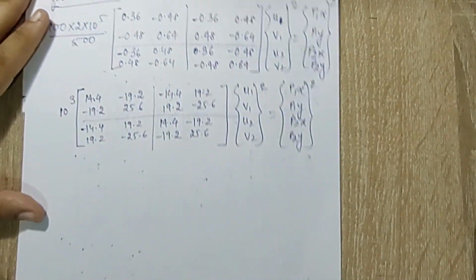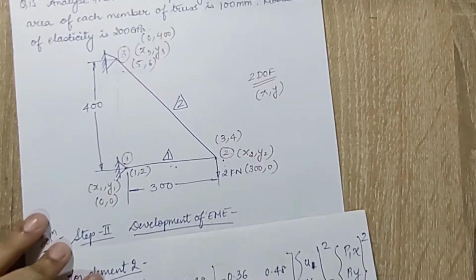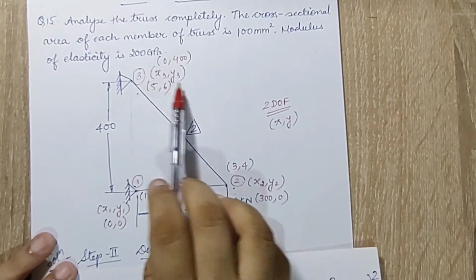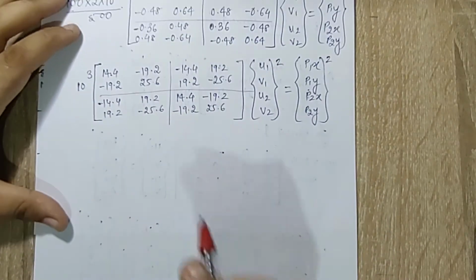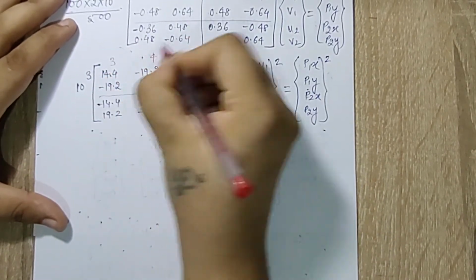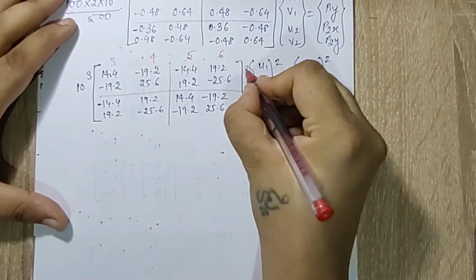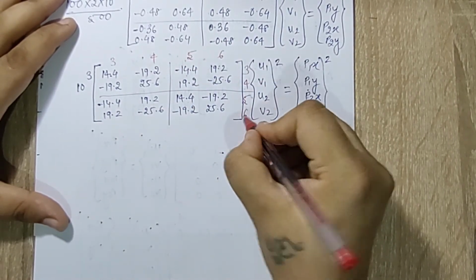Now element 2 is clearly between node 2, 3. So the degrees of freedom are 3, 4, 5, 6. So I'll write over here 3, 4, 5, 6. 3, 4, 5, 6.